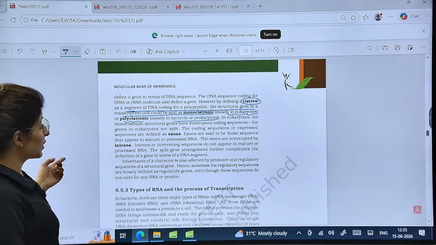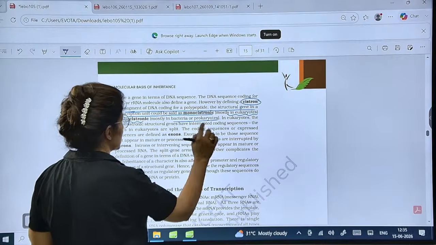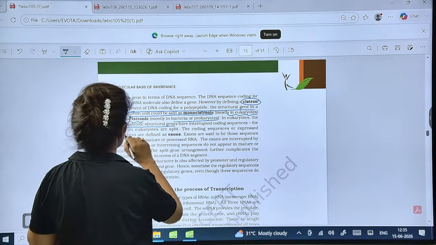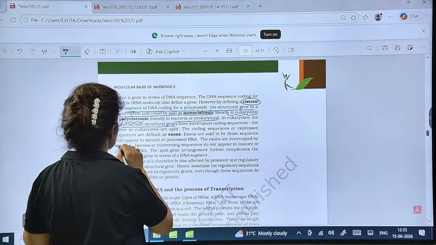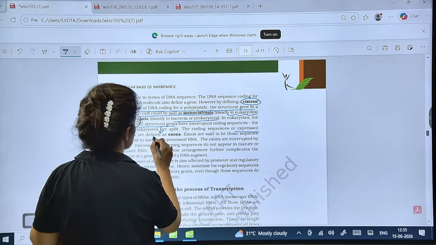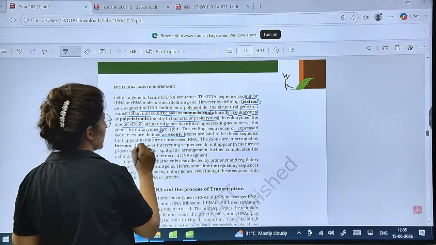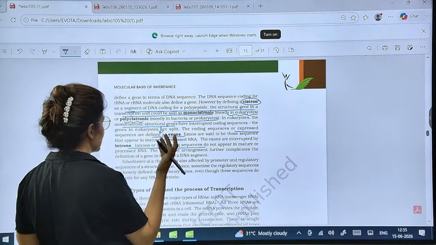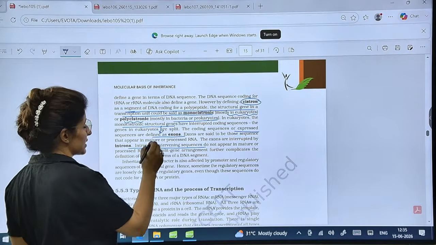Now in eukaryotes, monocistronic structural genes are interrupted by some non-coding parts, which are known as introns. So monocistronic genes will have the expressed sequences called exons, and they will also have introns. Introns are the intervening sequences which don't express themselves.